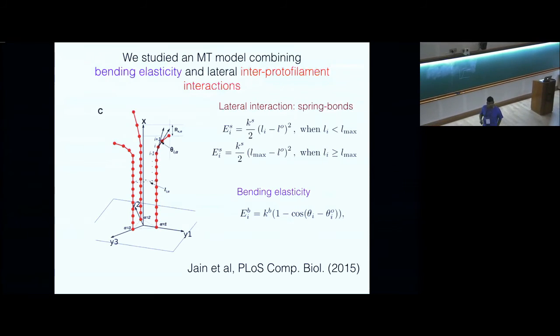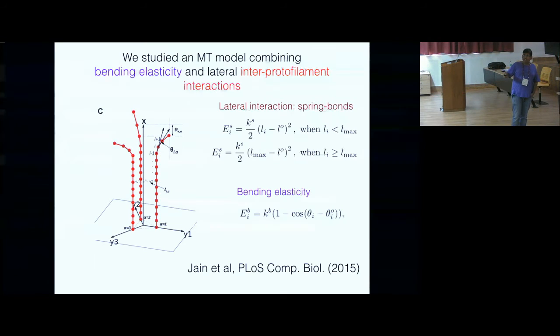And each of these protofilaments has a bending elasticity given by a typical worm-like chain model, where there is a bending stiffness and an intrinsic angle, 1 minus cos(theta i minus theta 0). Theta 0 is 0 if the ith dimer is a GTP-bound dimer. If the ith dimer is a GDP-bound dimer, then there will be a specific angle theta 0, which is estimated from the structure by various experiments. So there is a bending elasticity with an intrinsic, preferred angle for GDP-bound protofilaments.